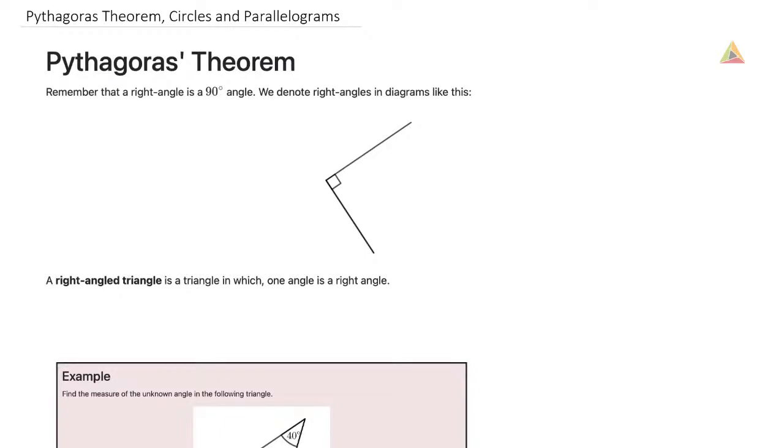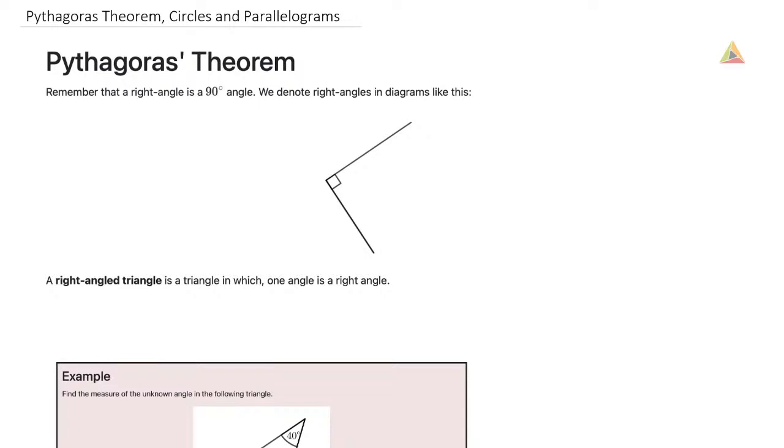Hi everyone, welcome to this week's lesson, and today we're going to be looking at Pythagoras' Theorem and also circles and parallelograms. So the lesson will be split into two parts. After we go through the theory, we're going to go to exam questions and their solutions.